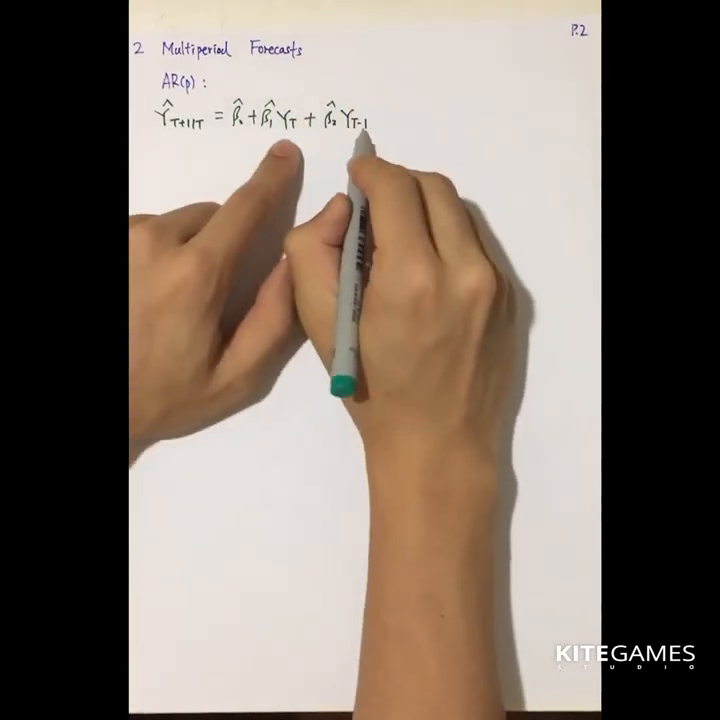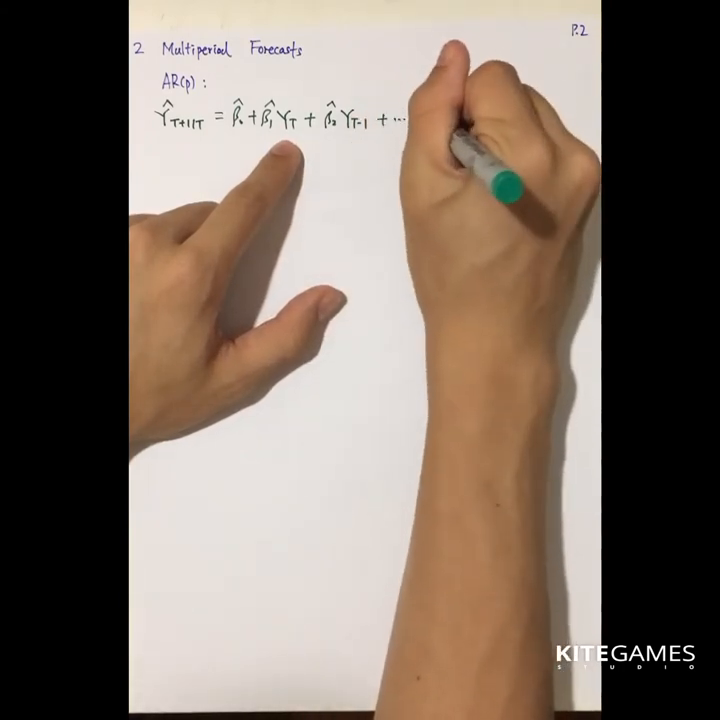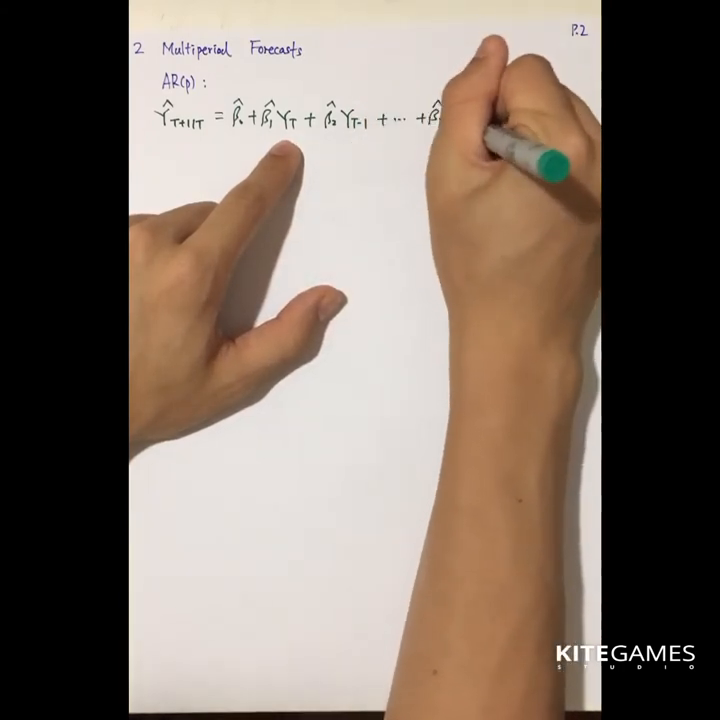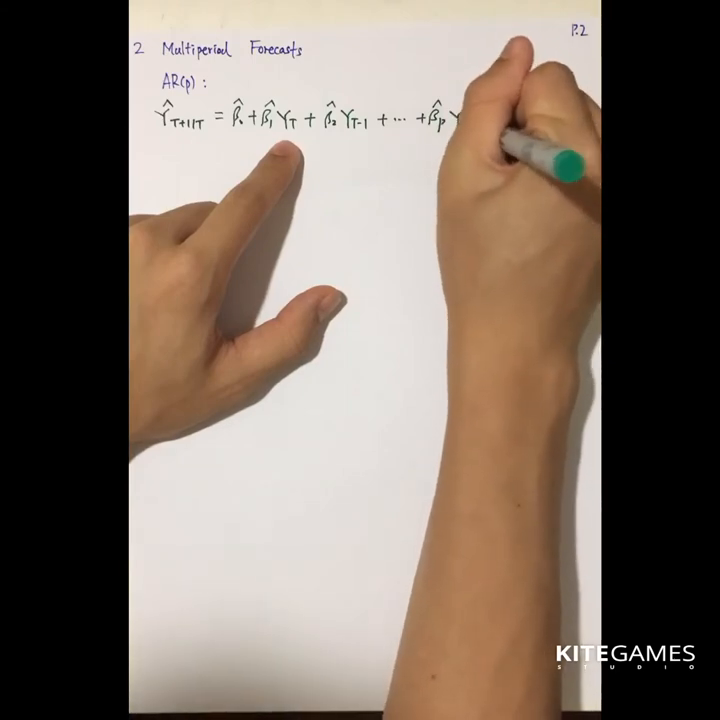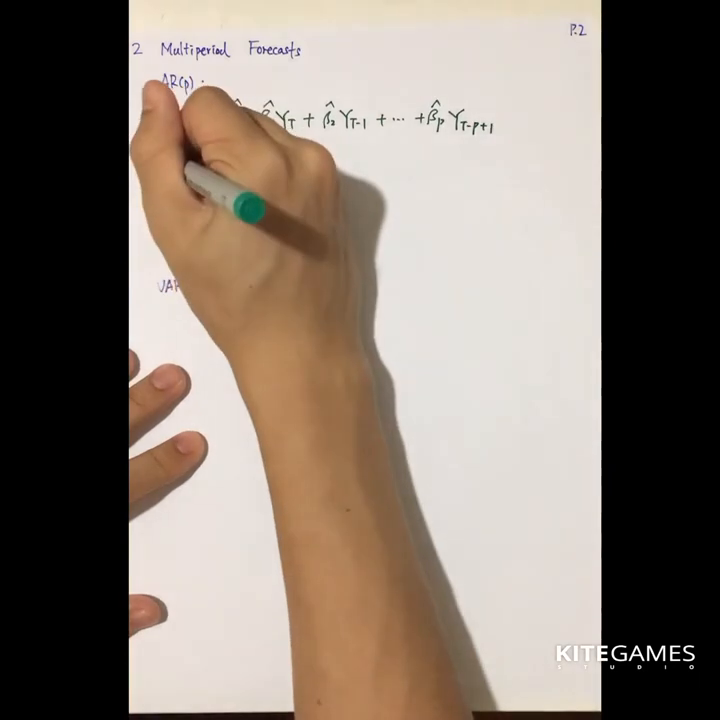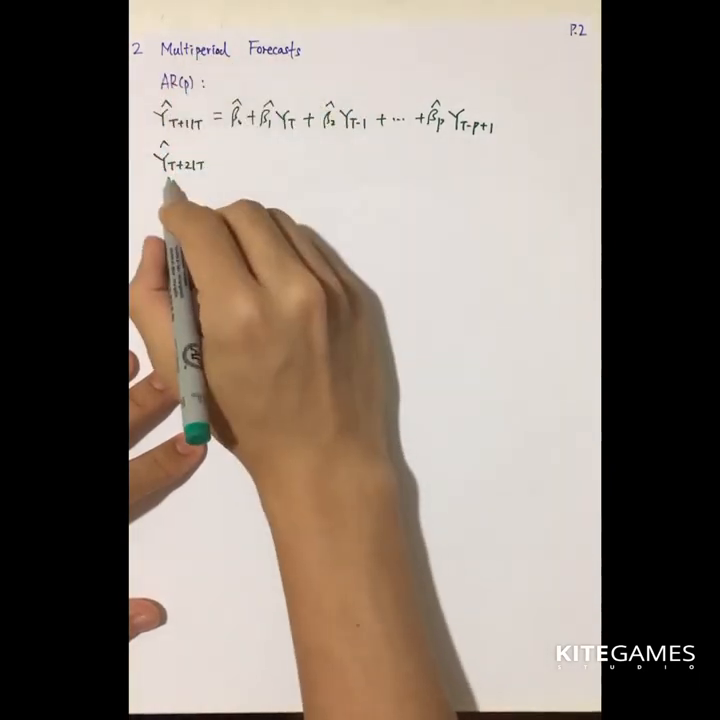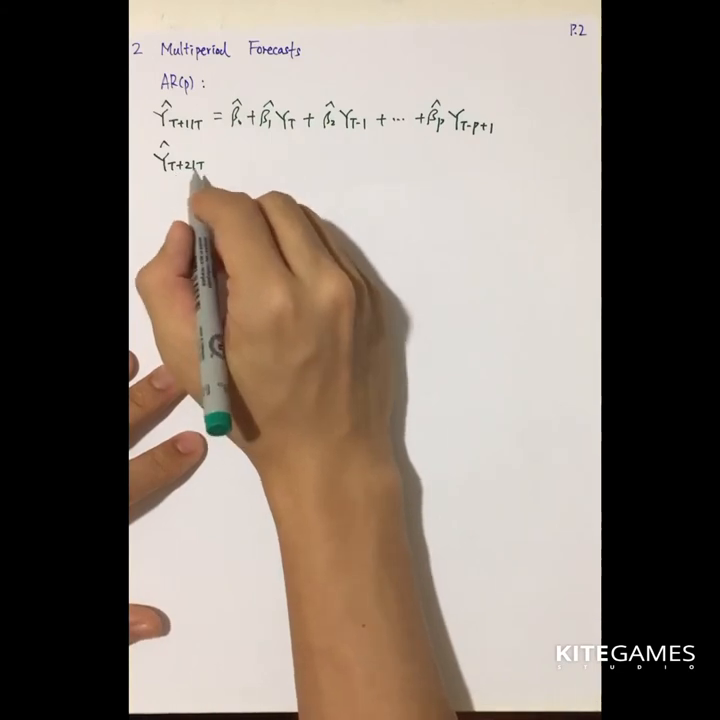So here we don't need to put a hat because it is already realized. Plus up to beta p hat yt minus p plus 1. For multi-period, it means that we can also forecast the 2 periods later than this period.